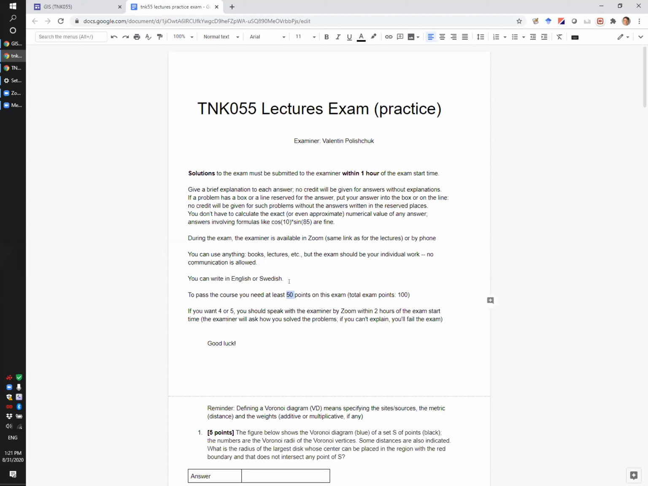You need to get half of the points on the exam to pass this part of the course. And if you want 4 or 5, then you should speak with me after the exam. Well, immediately after the exam. I will basically ask how you solved the problems, maybe ask some extra questions. And if you cannot explain how you solved the problems, you will fail the exam. So again, you want to get 50 points. If you send me the exam, and I see there are 50 points, then you get the grade of 3. If you want a higher grade, we will have to speak.